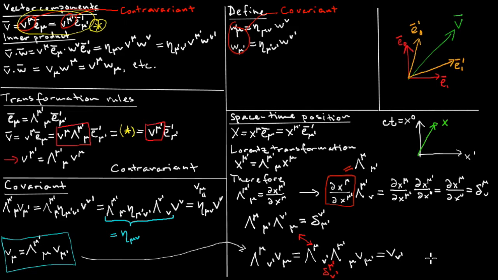To summarize, we have expressed the primed vector components, both co- and contravariant, in terms of the unprimed ones, using the transformation coefficients Λ^μ'_μ and their inverse. In the next video, we will be discussing how this relates to more general tensors in Minkowski space.